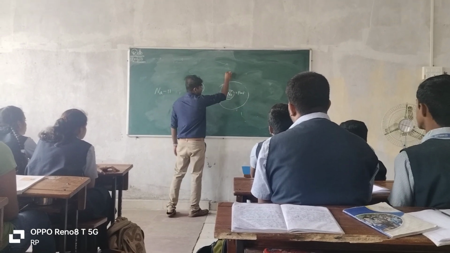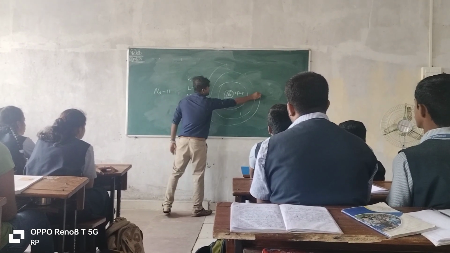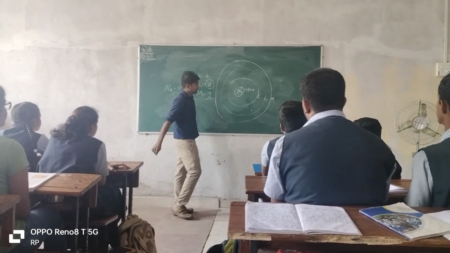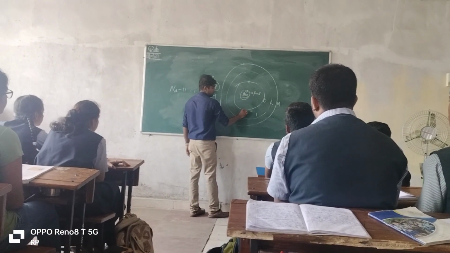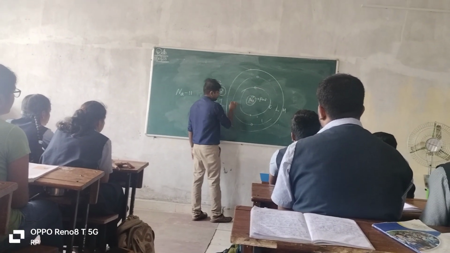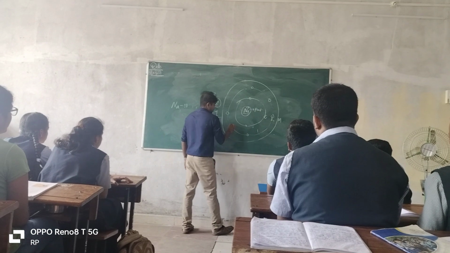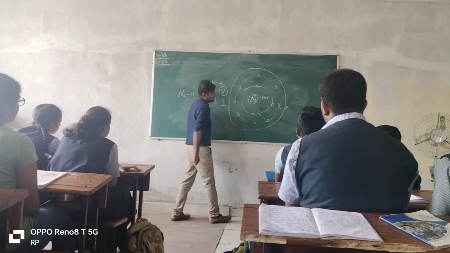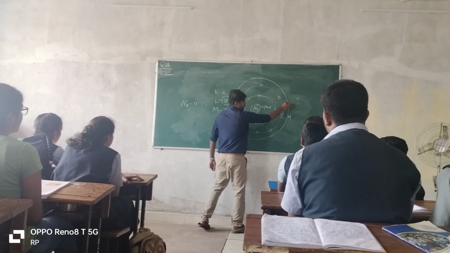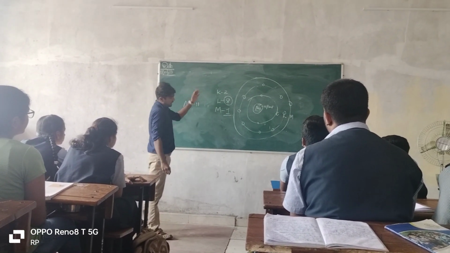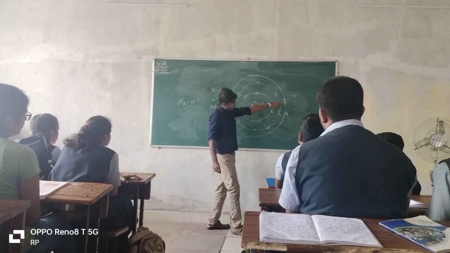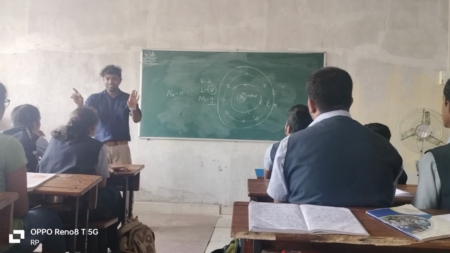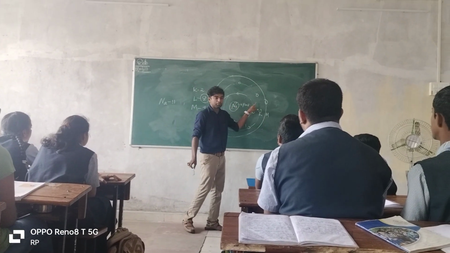Then we have 1, 2, 3 shells. First one is K shell, next one is L shell, the third one is M shell. In K shell we have 2 electrons, and in L shell we have 8 electrons, and finally on M shell we have 1 electron. So this 1 electron is on the outermost shell. I already told you that 1 electron is not okay. It should be 8. So sodium is in a problem.